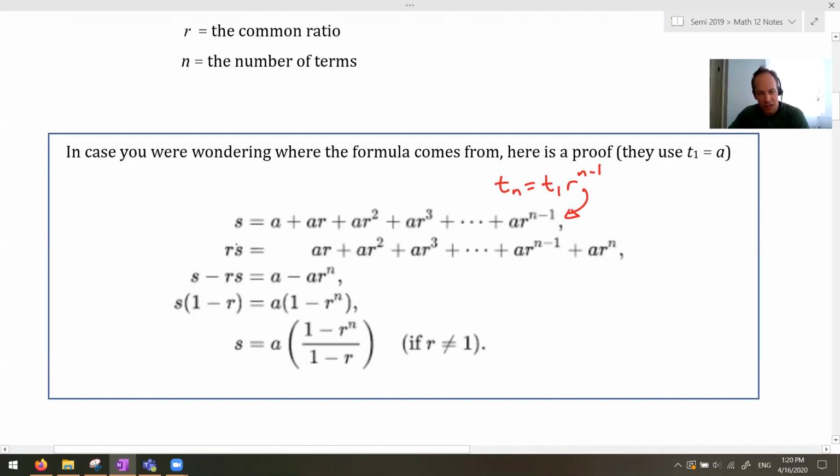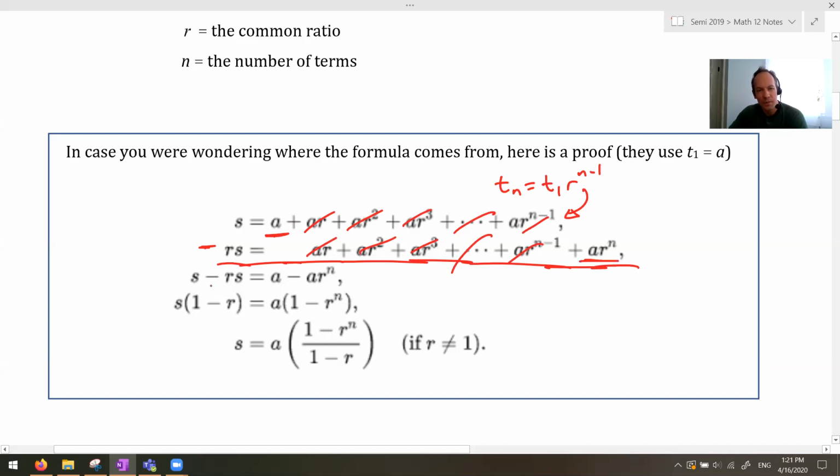The clever kid who came up with this realized that if you multiply every term in the sum by r, a becomes a times r, ar becomes ar squared, which becomes ar cubed, and the very last term, ar to the n minus 1, becomes ar to the n. Then if you take these two and subtract them, imagine putting a big line under this and subtracting. We put in these columns for a good reason, because ar minus ar disappears, and everything in between disappears. What you're left with is this and this.